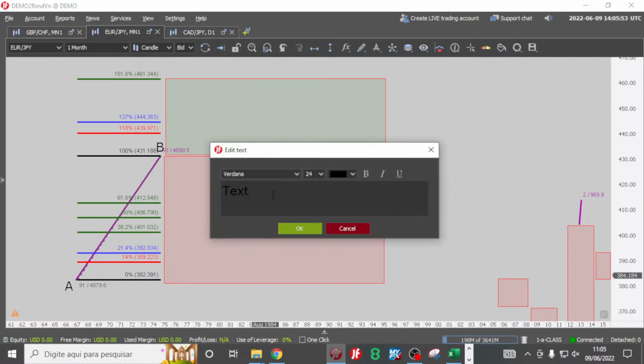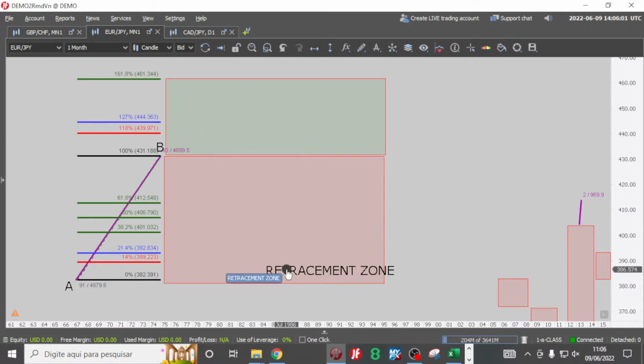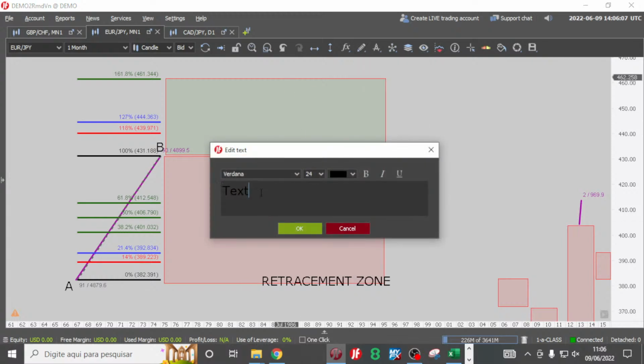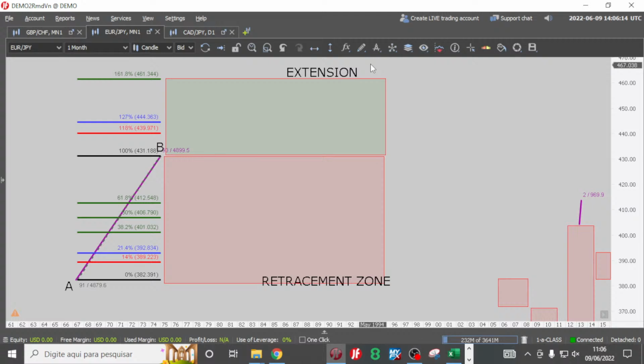Okay, everybody, we're going to talk about the ratios. Retracement zone, and up in here we have the extension zone. Extension zone. Okay, everybody?